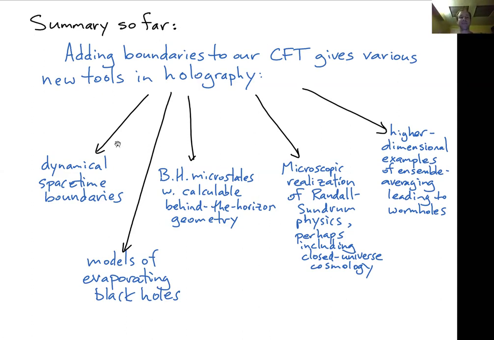One of the new things that it seems to allow you to do is to introduce some dynamical components to your space-time boundary, possibly giving you microscopic models of things like Randall-Sundrum physics. It gives us interesting models of evaporating black holes, of microstates with some behind the horizon geometry. And there are other applications that I haven't had time to talk about, but I feel like there's a lot of possible things to do in the future.